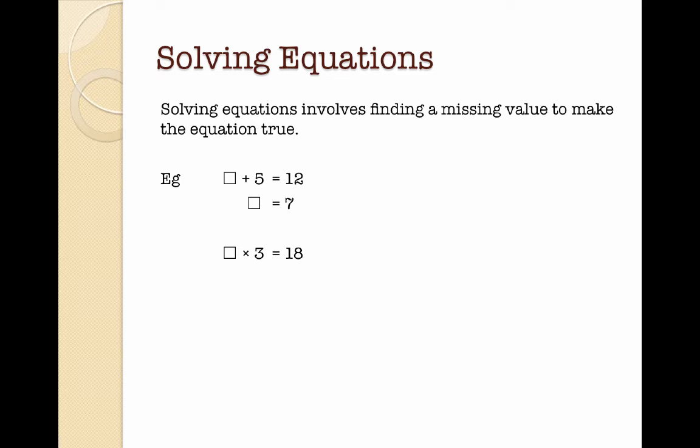Let's look at another one. Some number multiplied by 3 will give you 18. Can you think what number multiplied by 3 gives you 18? I hope you came up with 6. So in this case, the box is 6. The box can be whatever number we need it to be in order to make a true equation.